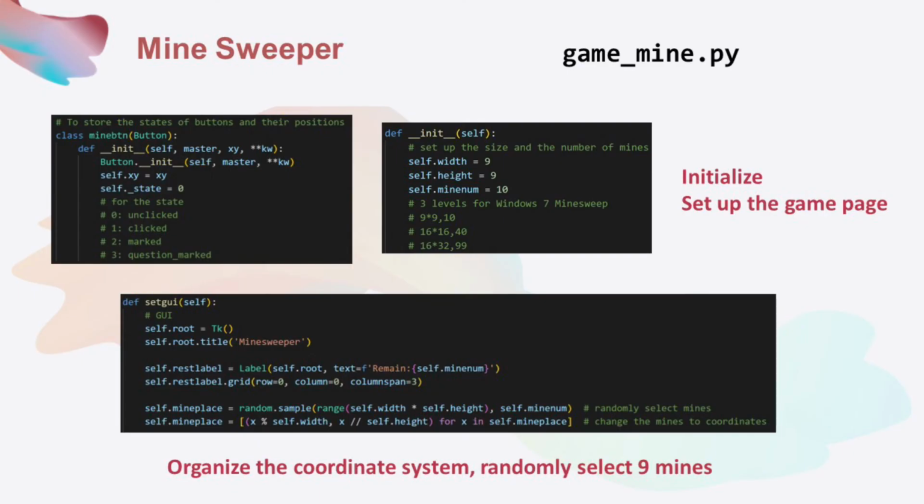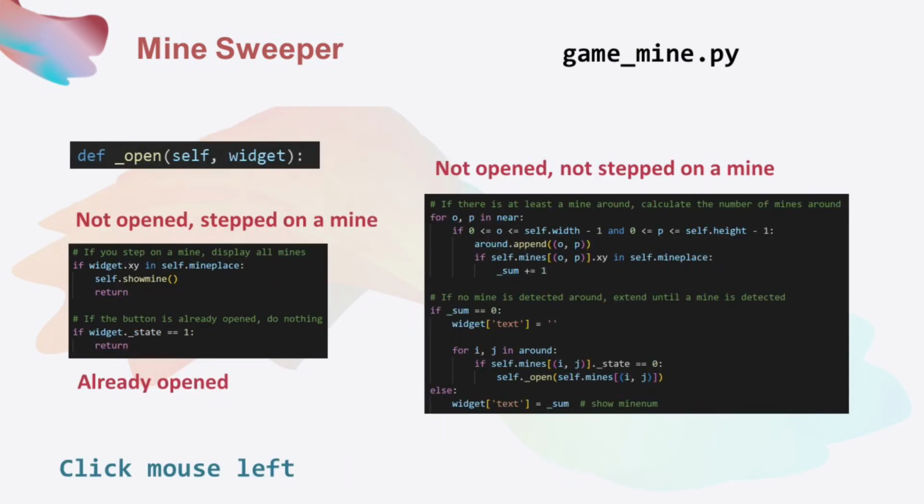We organize the coordinate system through an iteration. Then we import random to create random numbers as the coordinates of the mines. To make it work properly with the GUI, we also import methods from tkinter. After that, we define a function, open, to deal with the situations when the user clicks mouse left.